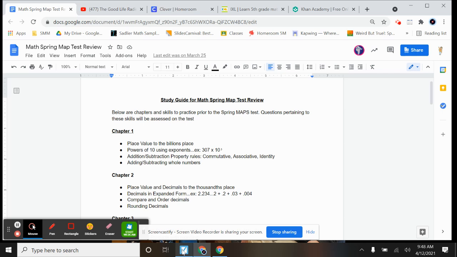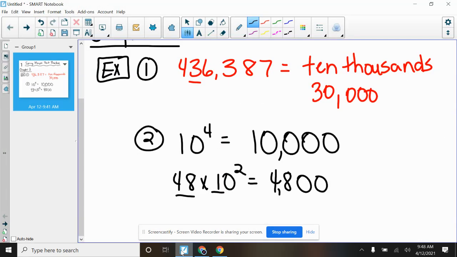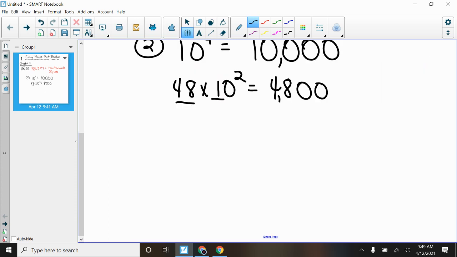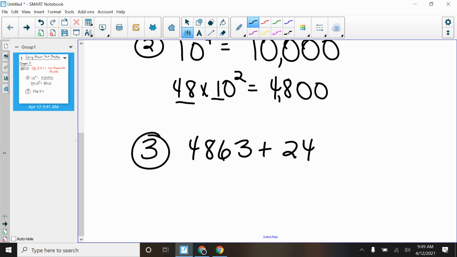All right? But let's move on to then the 4th bullet point, which is adding and subtracting whole numbers. So obviously, that shouldn't sound super scary, okay? But what would it look like? So the 3rd example in this spot would be something like 4,863 plus 247.